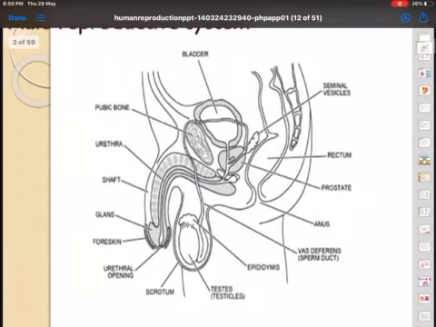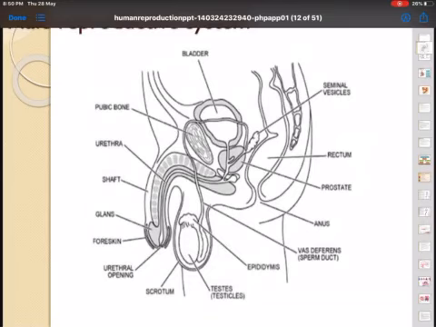So in male reproduction, let's understand the structures. The male reproductive system consists of the gonads, that is the testes, or testicles. There will be a pair of gonads. These gonads are situated in a bag-like structure called the scrotum. The reason for this is that it facilitates a temperature lower than the body temperature, and that lower temperature is required for the testes to undergo the formation of sperms, or spermatogenesis. That is the reason why the scrotum facilitates low temperature.